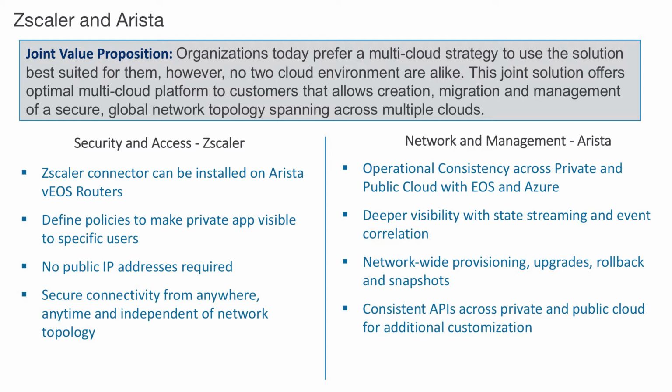So the joint solution offers a multi-cloud platform where Zscaler service could be running and connecting users to an application which is split across 4 clouds, as well as an application which is running inside your data center, to allow customers to create, migrate, and manage these application workloads for users who are distributed across the globe, and global network topology, which actually is going to be managed across these clouds using different platforms.